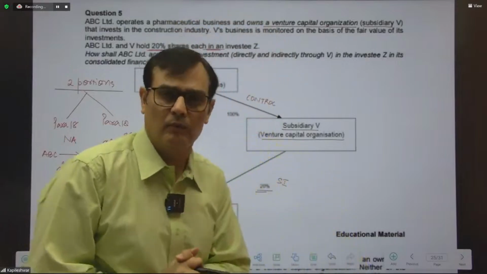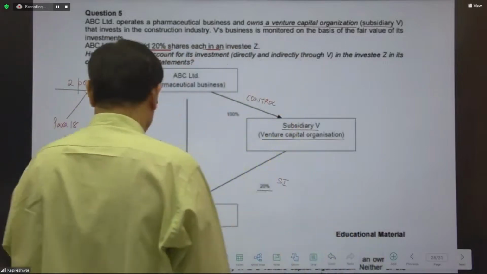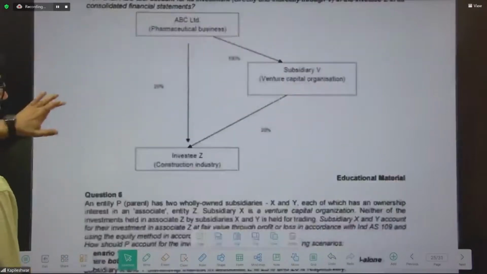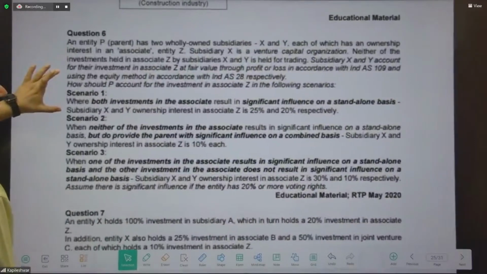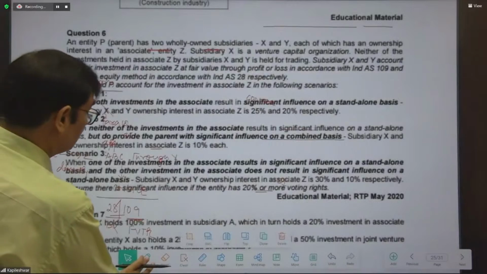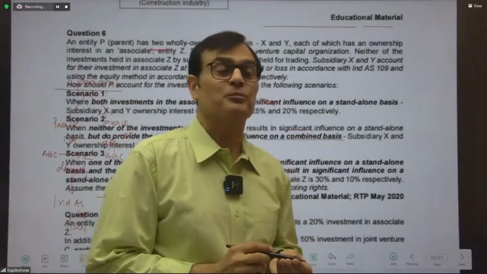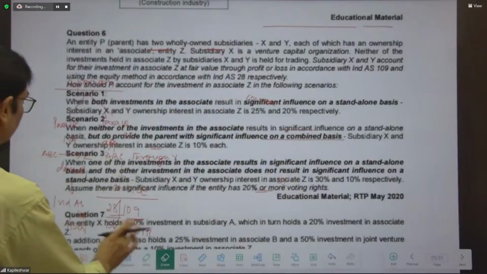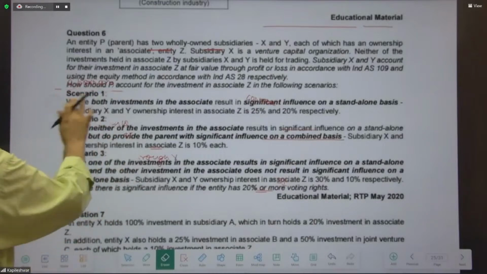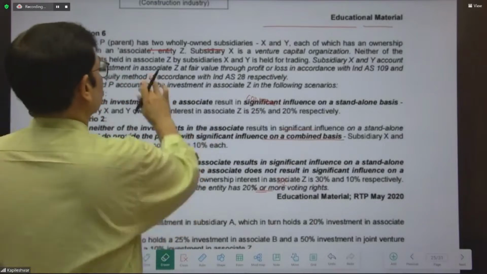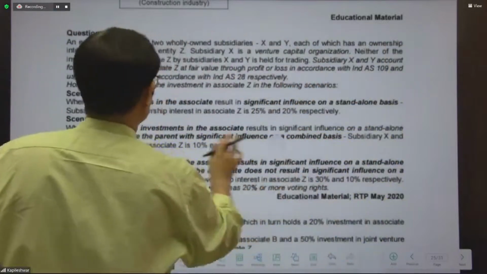Let's look at a little more complicated case. So let's go to question number 6 now. Let me take you to question number 6 now. And this is another very interesting question indeed. It came in the RTP in May 2020, and it's there in the education material as well. I think I'll just need to clear this bit. And let's see, different scenarios are given. So we'll make an analysis of the different scenarios given. Let's have a look at question number 6 now.